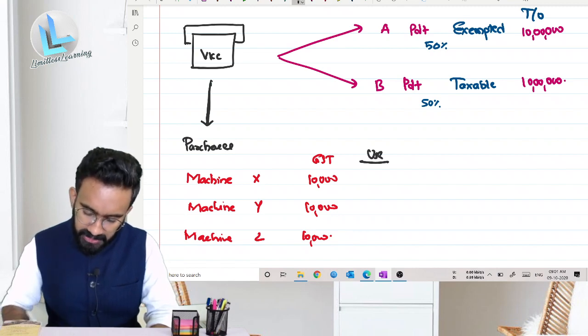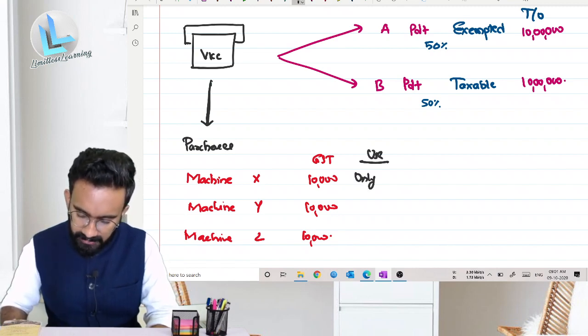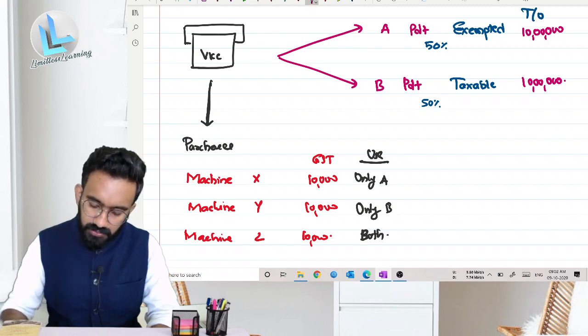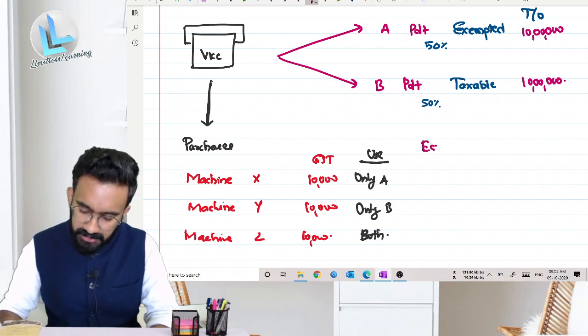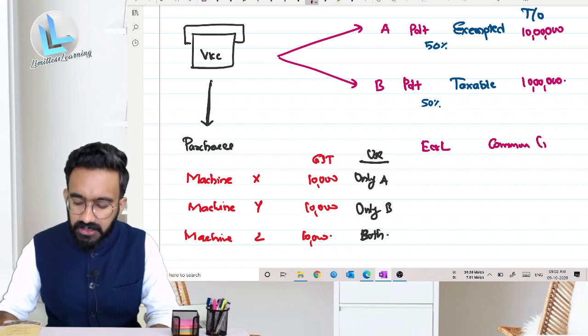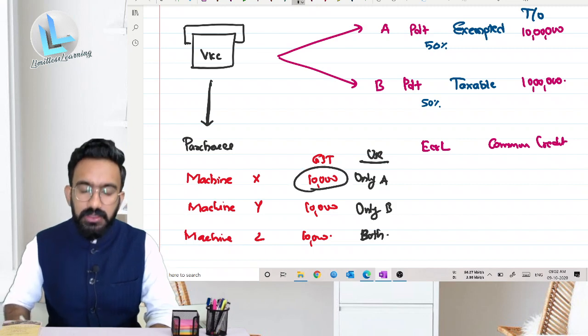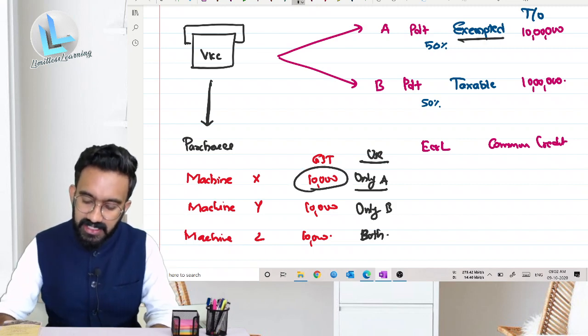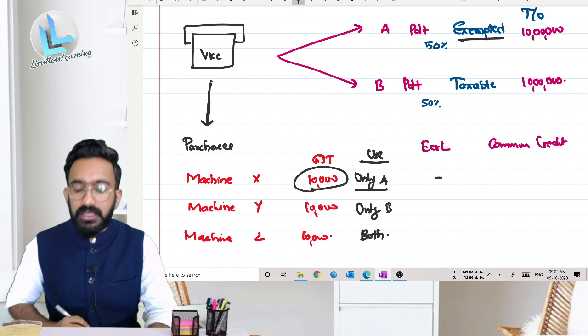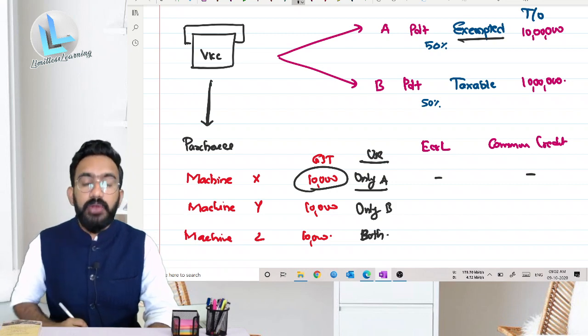The use of X was only for A, Y was only for B, and Z was used for both. Now, whether this amount will be credited to the electronic credit ledger and whether this amount is part of common credit, we'll try to determine. Machine X is used only for A. A is exempted, so nothing will be credited to the electronic credit ledger, and nothing will be part of common credit.